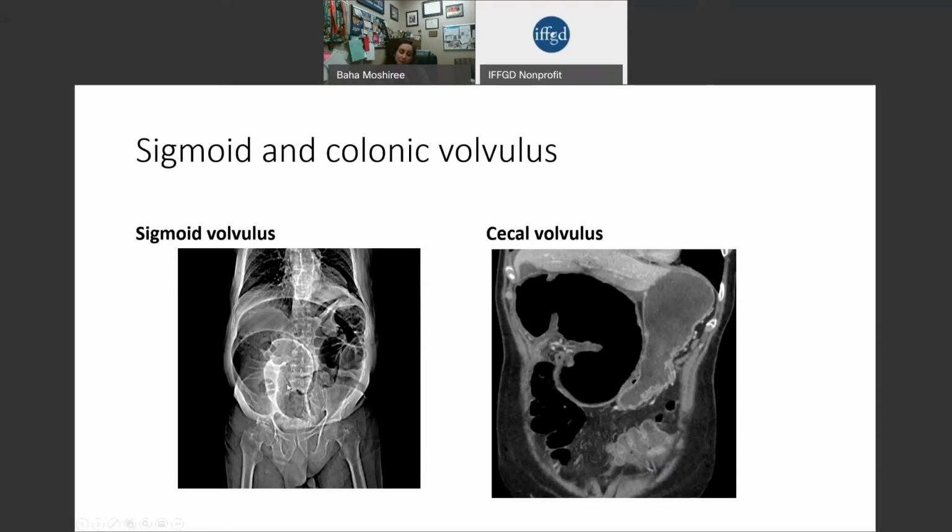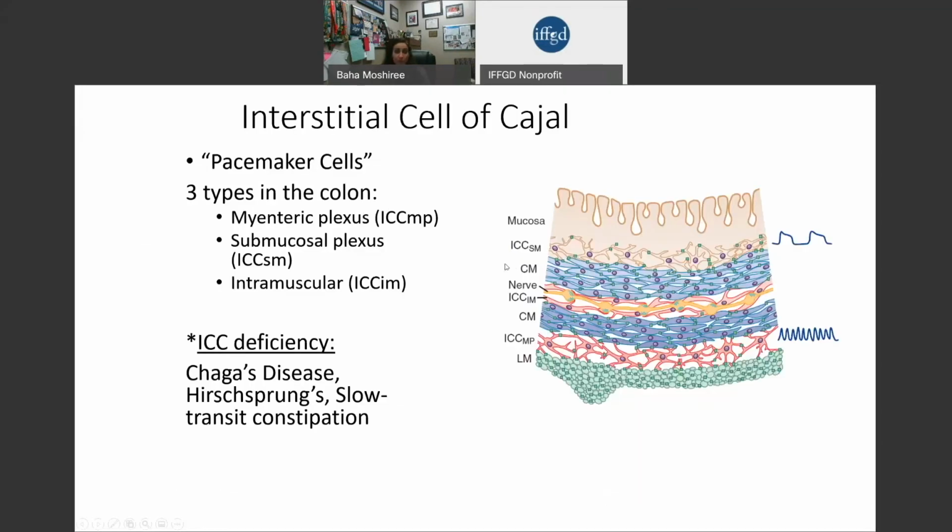With the sigmoid volvulus, we do a colonoscopy to decompress. With the cecal volvulus, which also develops acutely, these patients usually have to go to surgery to get that part of the colon resolved, removed and untwisted.